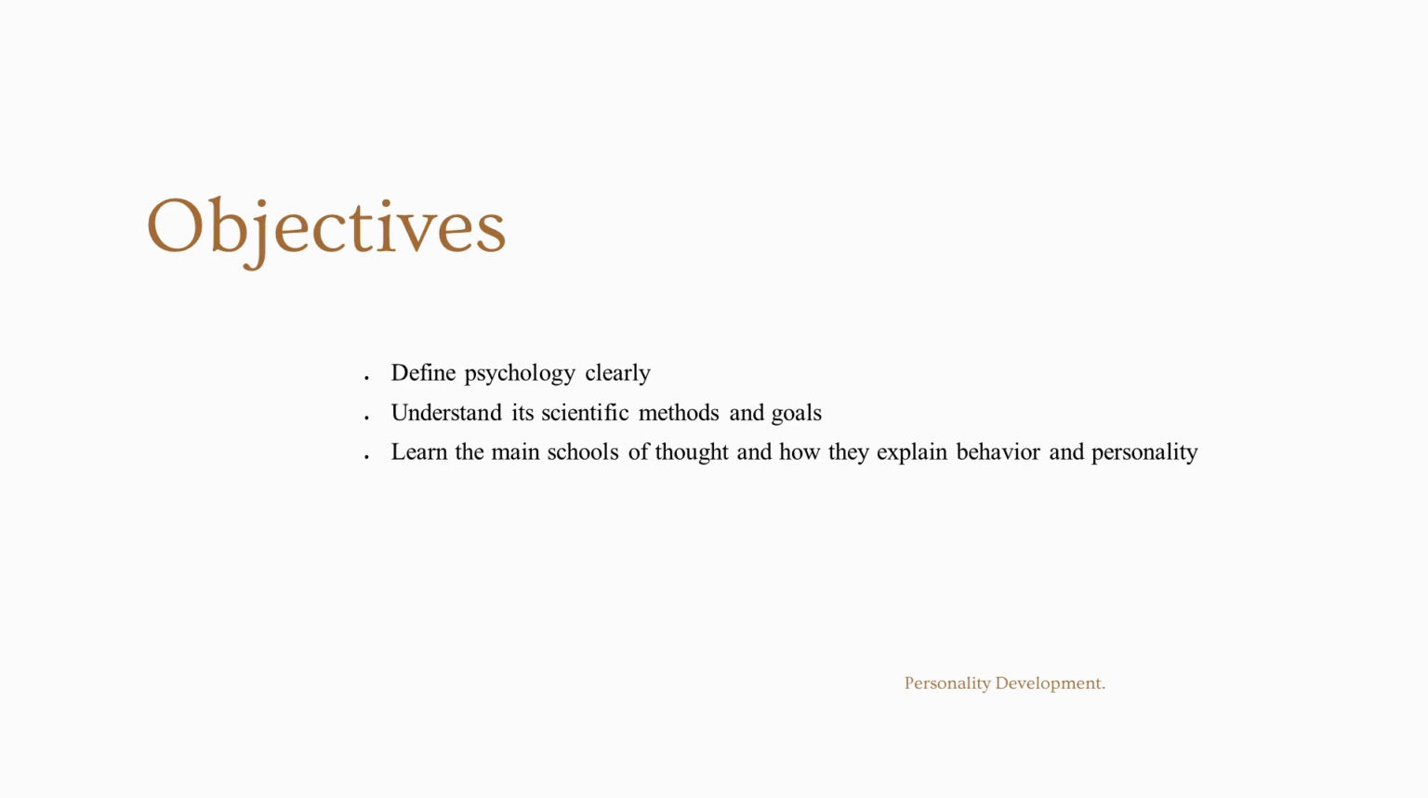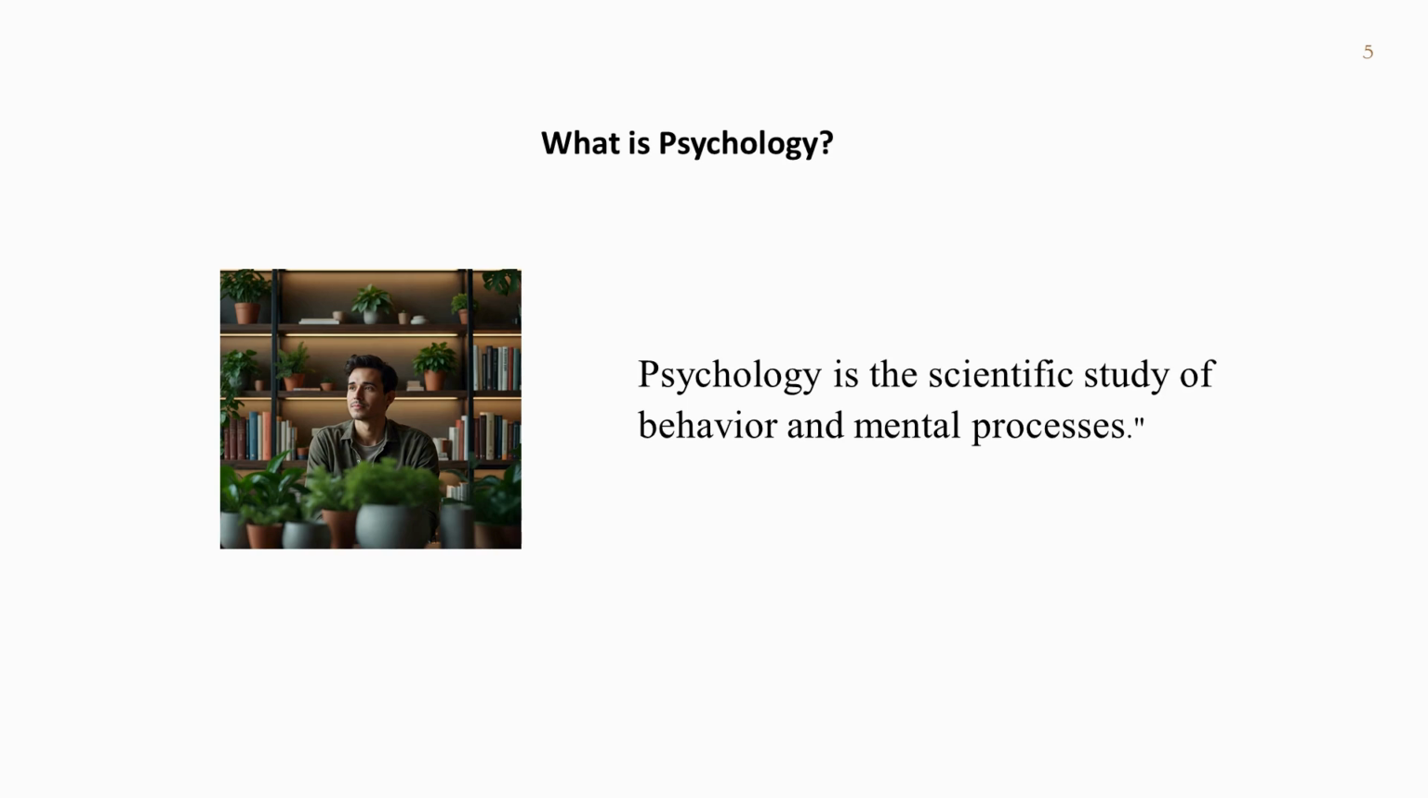Let's start with a simple definition. Psychology is the scientific study of behavior and mental processes. Behavior equals anything an organism does that you can observe: talking, walking, facial expressions. Mental processes equals internal experiences we infer from behavior: thoughts, feelings, memories, attention. Psychology sits between biology, the brain, and the social world. It tries to explain how mind and environment interact.